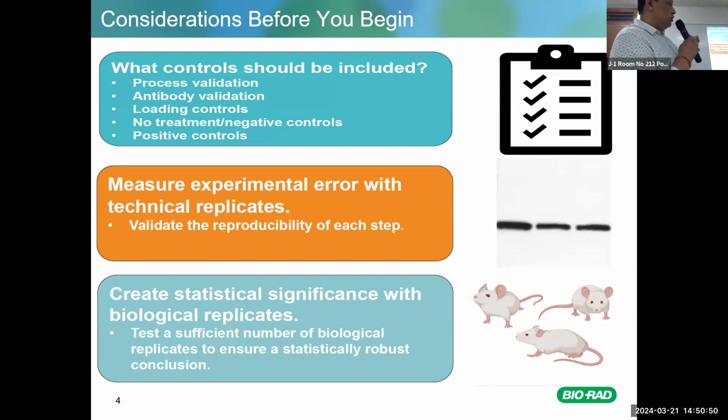And then positive controls and antibody validation: you should do this before starting your experiment, to decide which antibodies you have to use. Then process validation, whether the method you are going to use will work for your experiment or not. Then measure experimental error with technical replicates. You can run the same sample in multiple gels, and then run multiple blots just to verify things. To create statistical significance, you should run samples at least in duplicates and triplicates, and include more samples to make your study valid. Suppose you are running a screening and you are running only 3-4 samples, that is not sufficient. You should take a bigger group, more samples.